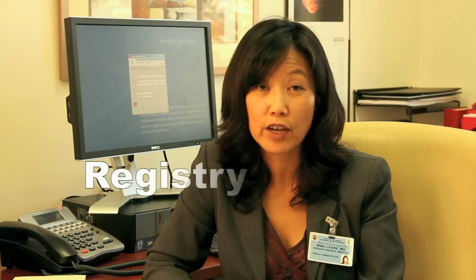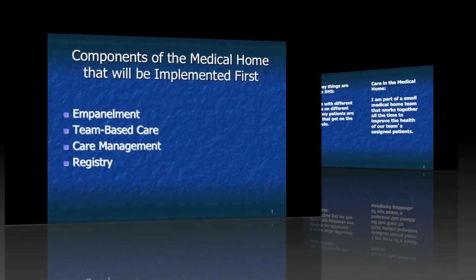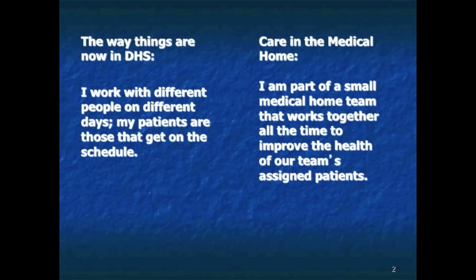The fourth component of the medical home model is the use of a registry. It's an electronic tool that will allow our team members to care for their patients within their panel. In summary, the components of the patient-centered medical home that will be implemented first are empanelment, team-based care, care management, and registry. I want to give you just a few examples of how current operations will change once we fully realize the patient-centered medical home model.